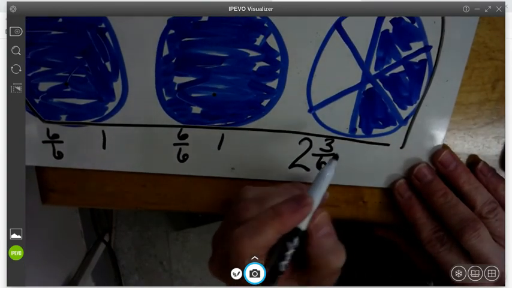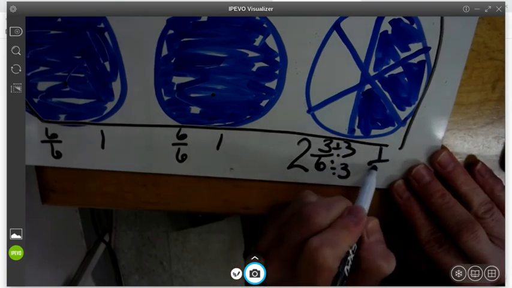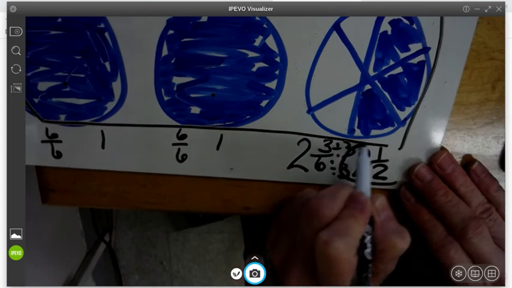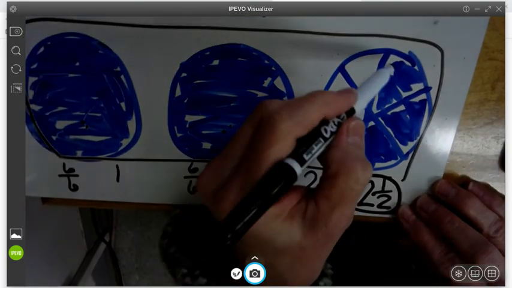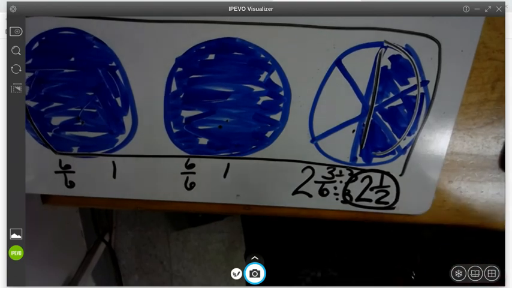Both 3 and 6 are divisible by 3. When I divide them by 3, I get 1/2. So my answer is 2 and a half. 2 and 1/2. You can kind of see that, can't you? There's just that half. So this fraction would be 2 and 1/2.